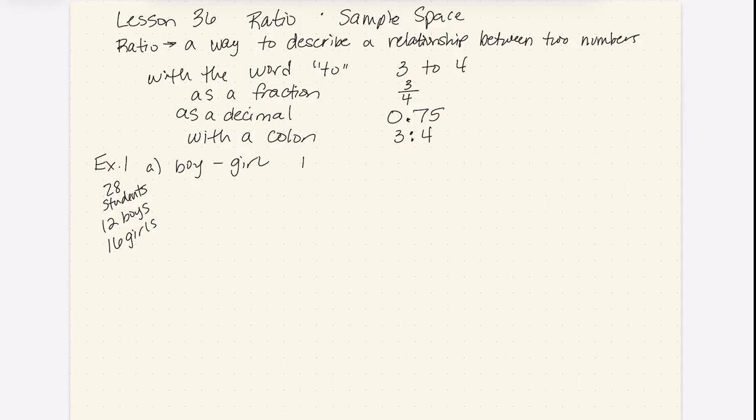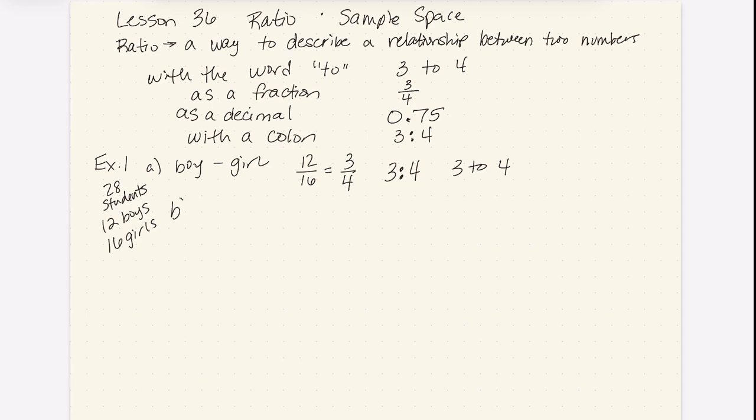So we know there's 12 to 16, which I can reduce down to 3 over 4. Or I could say 3 to 4. One of those is how you would say it. Or you could actually say 3 to 4. Not in a decimal. In this case, you are not going to use a decimal.